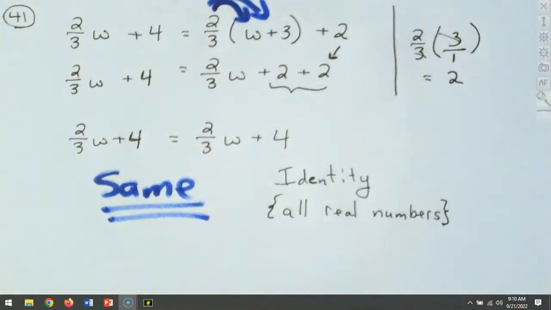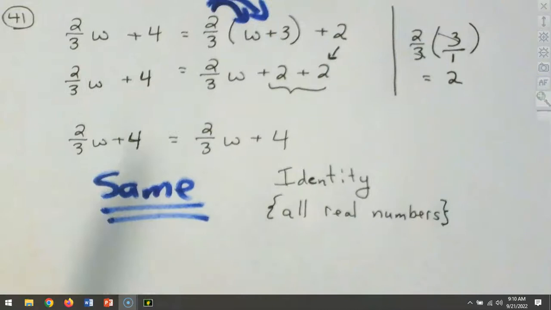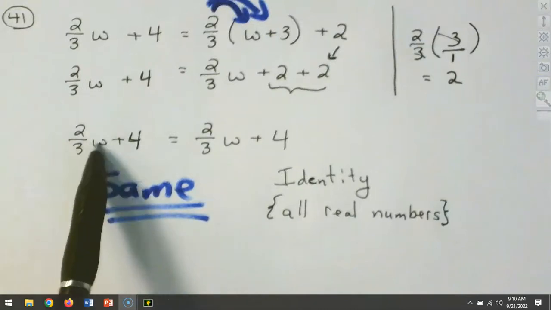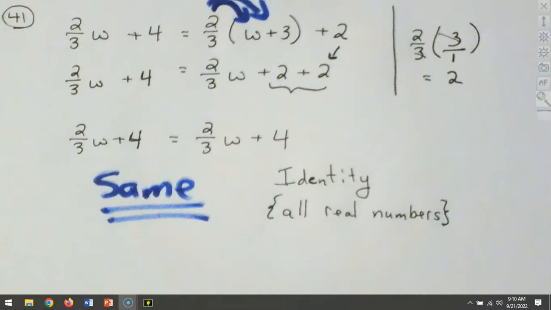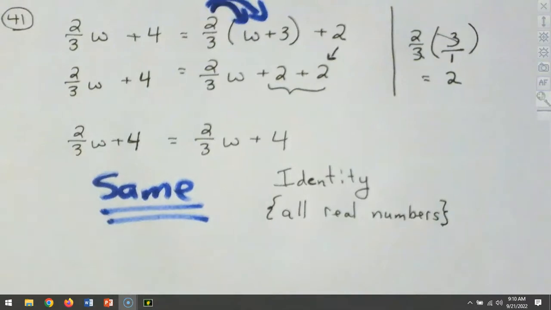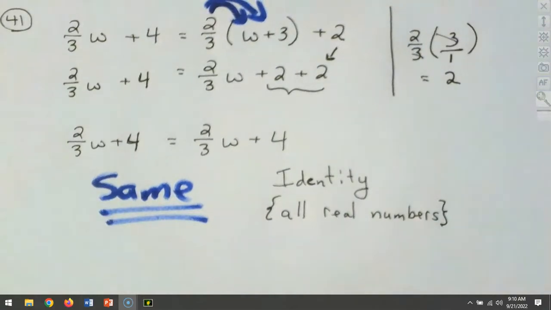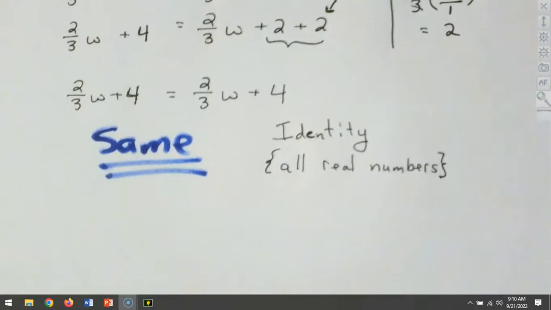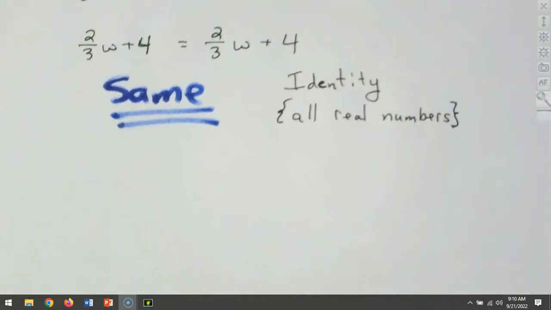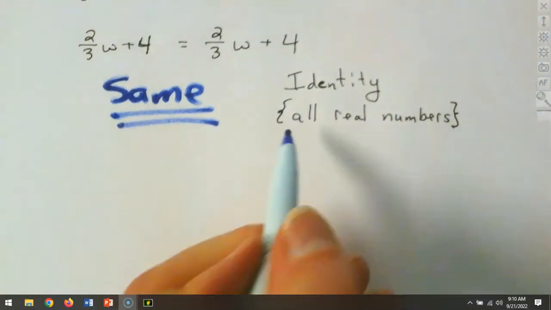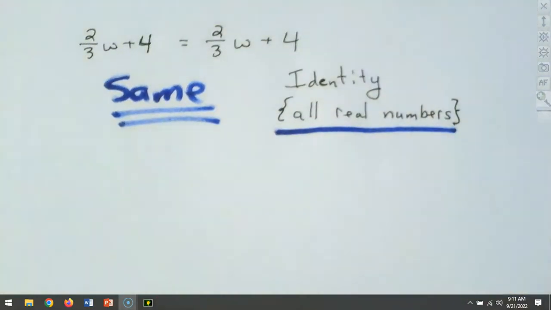And what that means is any number that I plug in there is going to work every single time. I can plug in a 5. Okay, if I plug in 5 here and 5 here, they're going to be the same. Right? These are exactly the same. So whatever variable or value I plug in for W, it's always going to be the same. So if the sides are exactly the same, it's called an identity, and the way I remember that is I think of identical twins. Right? Identical twins are the same. This is an identity. It means the sides are the same. And whenever you have an identity, your solution set is all real numbers.